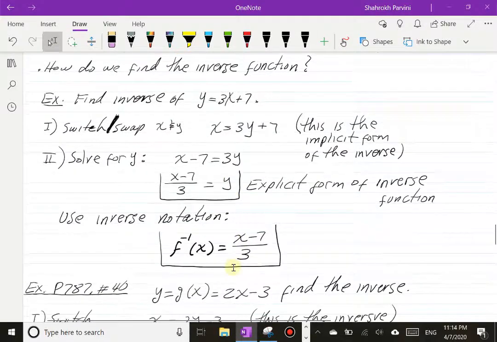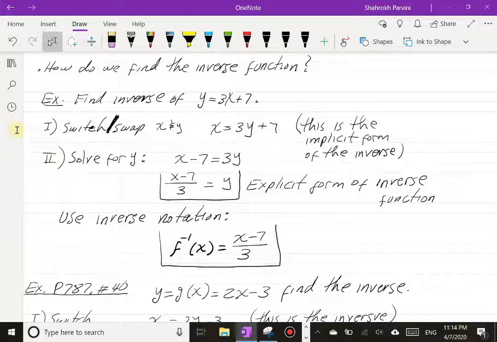And at this point, I'm going to use the inverse notation, and that's what I did here. So in this step, I actually use the inverse notation. It's the same thing that I have directly above this line, right? It's the same information here. I just use inverse notation. And there you have it.